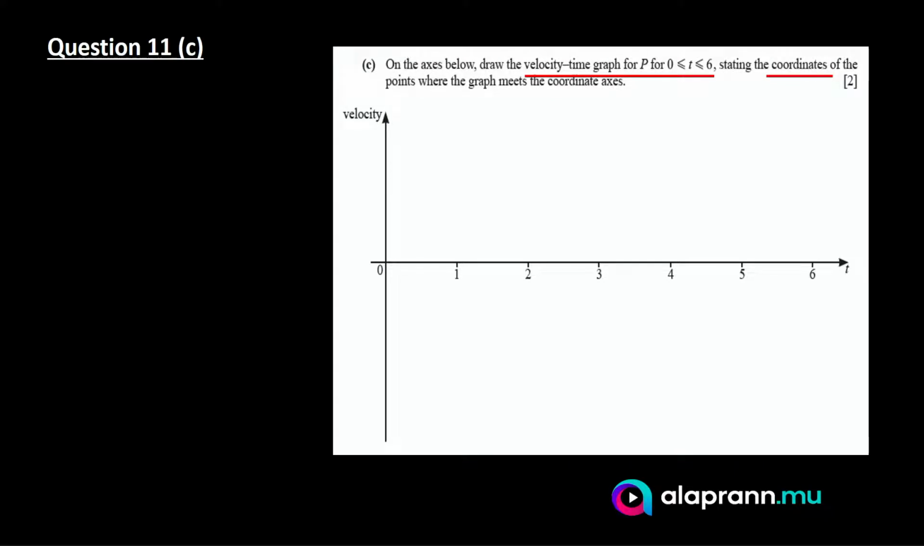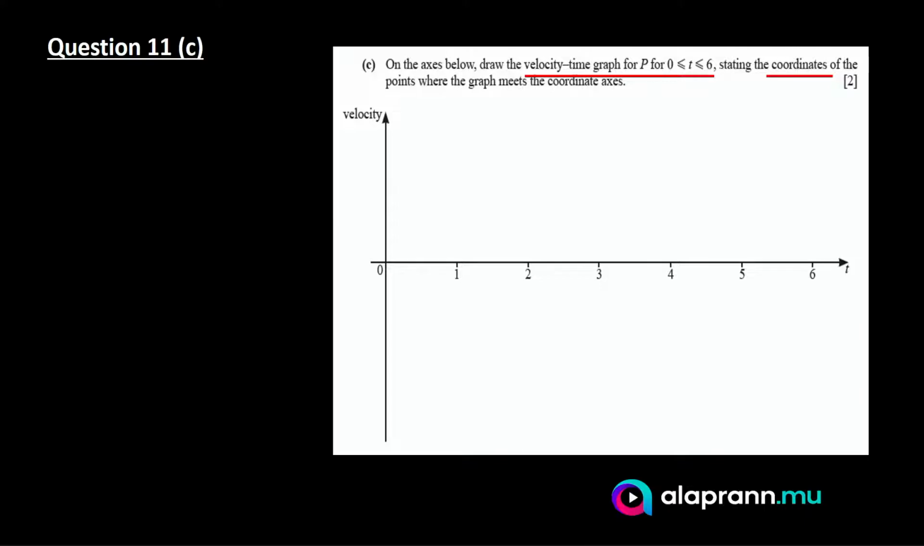I advise you read the question and I will come back to you in a few seconds. For part C, on the axis below, draw the velocity time graph, again for the same time interval between 0 and 6, stating the coordinates of the points where the graph meets the axis.